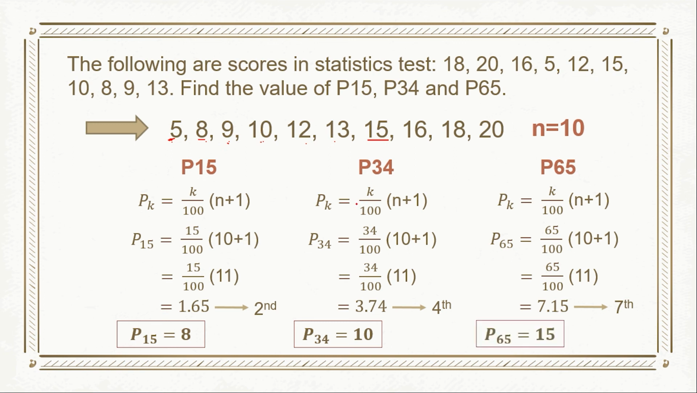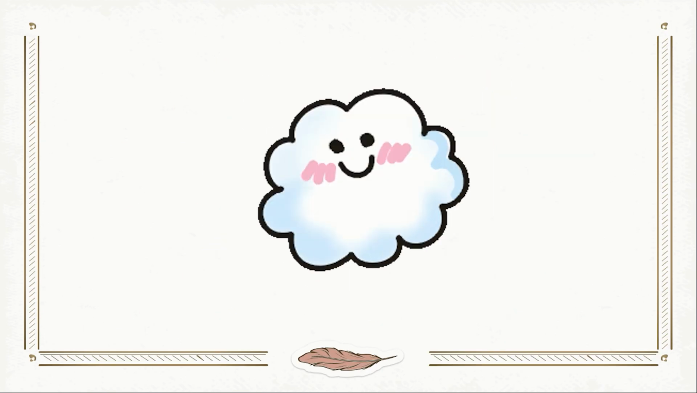Okay, so since P65 is equivalent to 65%, it means that 65% of the students has a score of less than or equal to 15. Okay, and that's all for today.